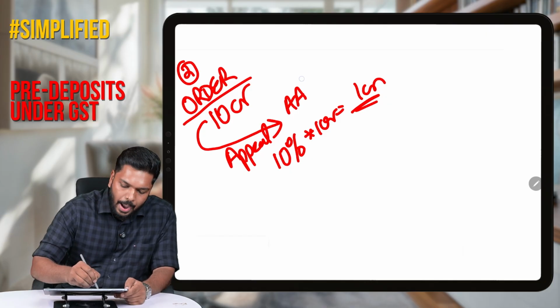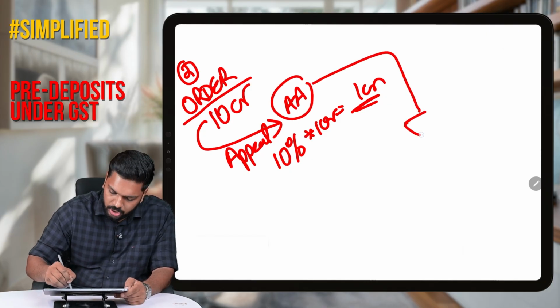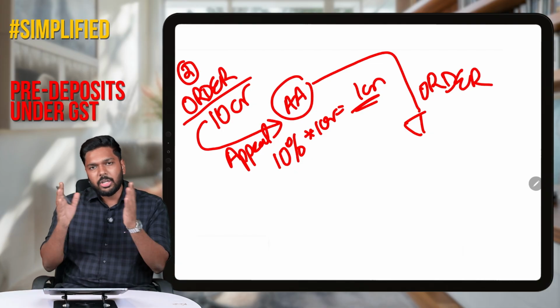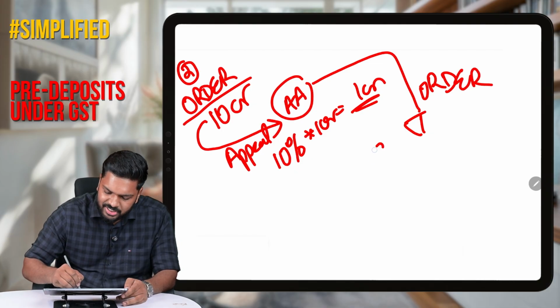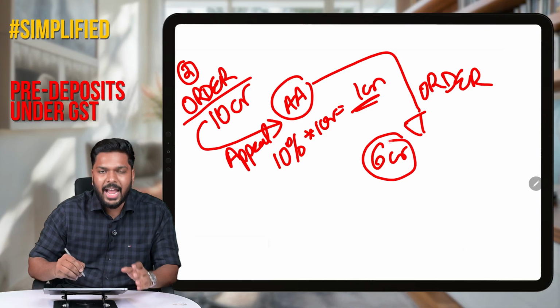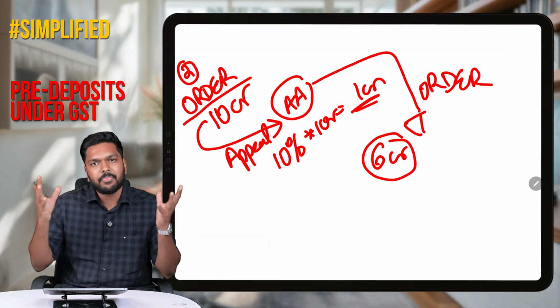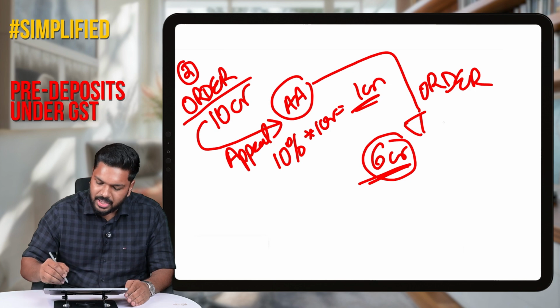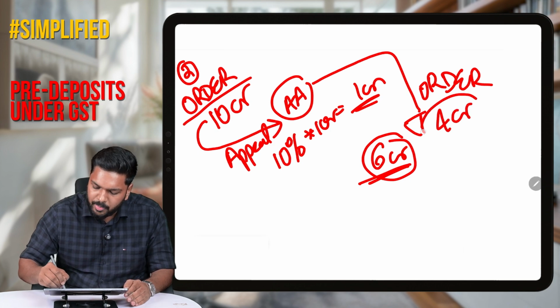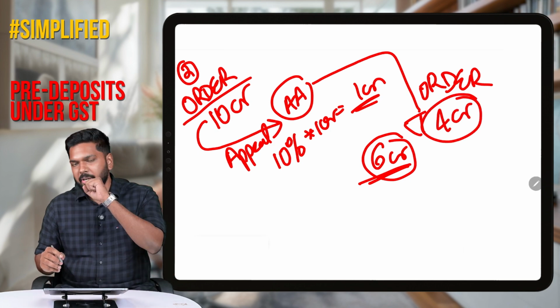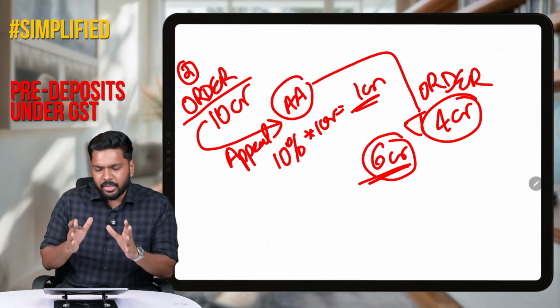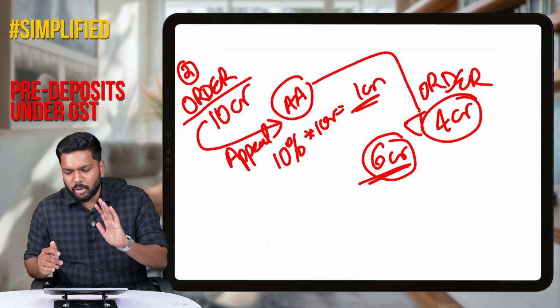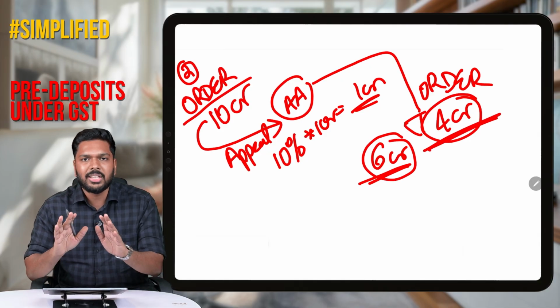Now, let's say this appellate authority releases an order, but this time, in this order, there are two divisions. One, it says 6 crores is what the appellate authority admits or accepts from your replies and says that, okay, 6 crore I'm going to accept. The remaining 4 crore still remains as the disputed GST liability. So what the appellate authority order says is that out of 10 crores, 4 crores is the disputed GST liability.